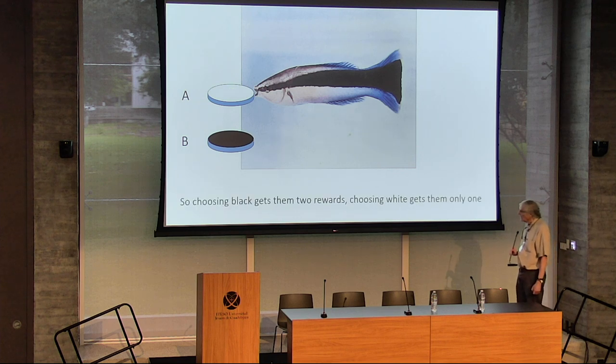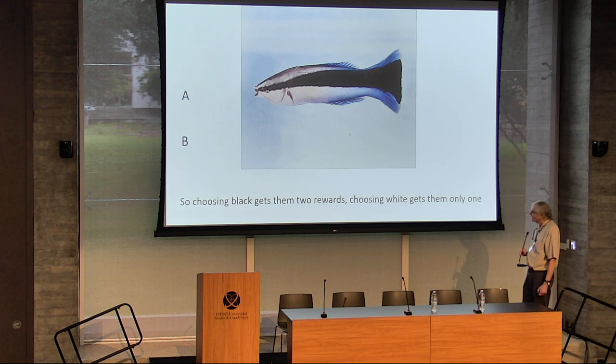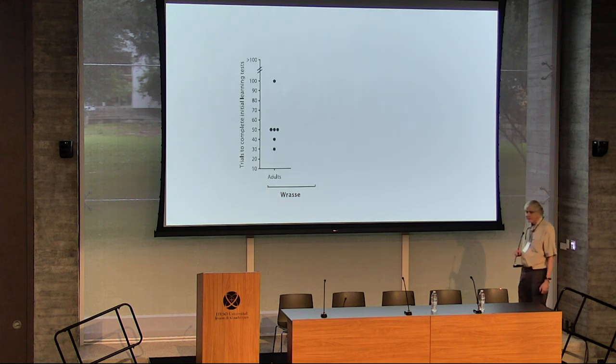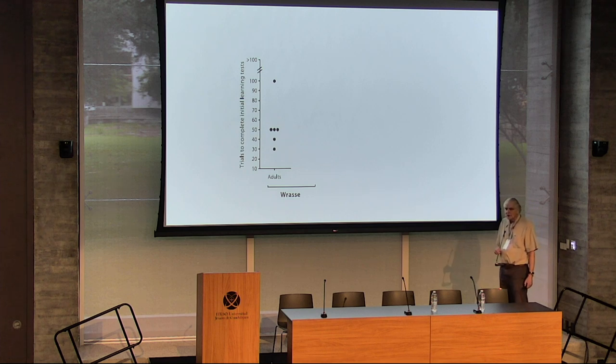That's the end of the trial. It turns out that for these fish, it is a relatively simple discrimination. The data were presented as number of trials to criterion for each of these six fish, and you can see all six of them learn it within 100 trials.